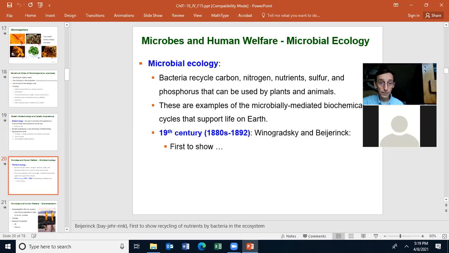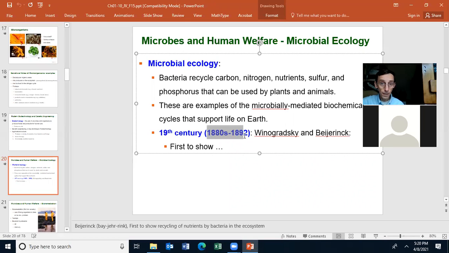The first person to study the microbial ecosystem, where the microbes were responsible for mediating the biochemical cycles of the nutrients on the Earth, was studied by Winogradsky and Beijerinck, and that happened between 1880 and 1892. You don't need to know the date, but you should know that Winogradsky was the primary person who discovered that, and the first to show that nutrients and elements are recycled on the planet Earth by microorganisms.